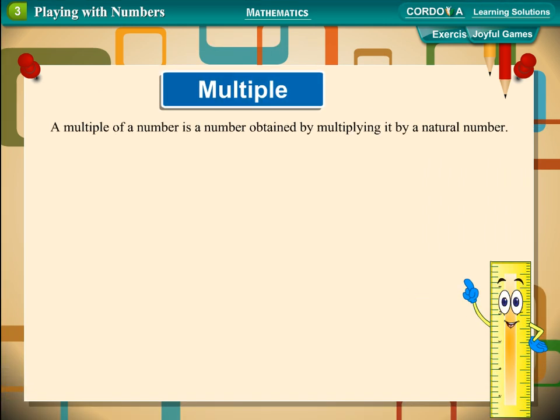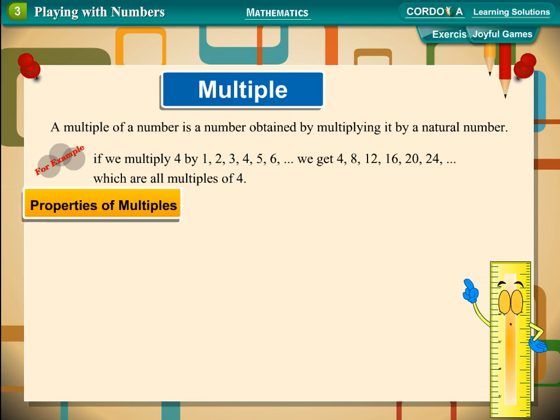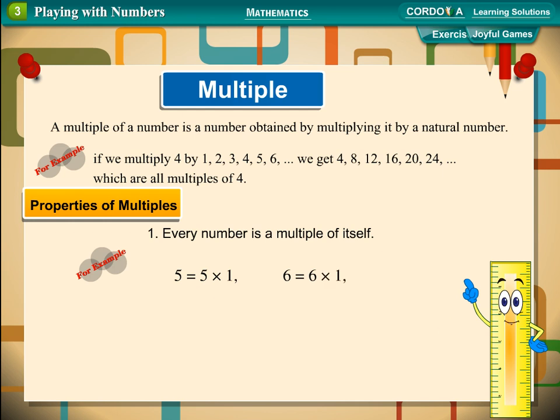Multiple. A multiple of a number is a number obtained by multiplying it by a natural number. For example, if we multiply 4 by 1, 2, 3, 4, 5, 6, and so on, we get 4, 8, 12, 16, 20, 24, which are all multiples of 4. Properties of multiples. Every number is a multiple of itself. For example, 5 is equal to 5 into 1. 6 is equal to 6 into 1. 8 is equal to 8 into 1. 12 is equal to 12 into 1, etc.